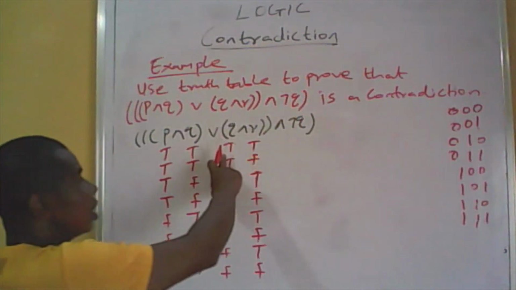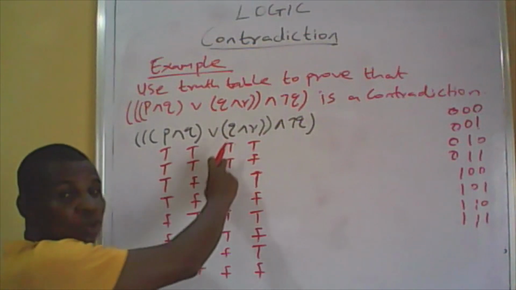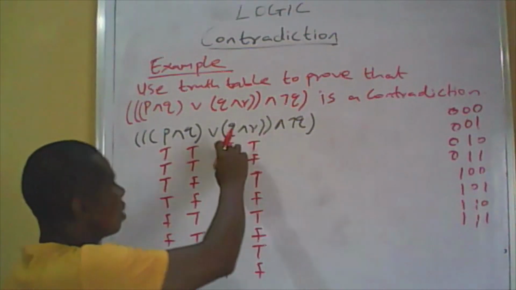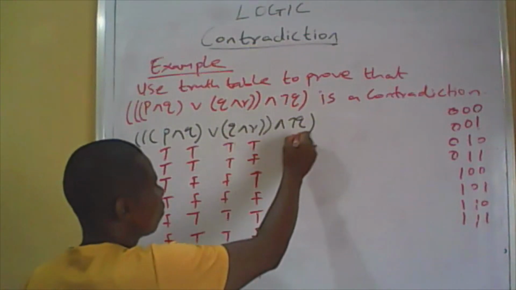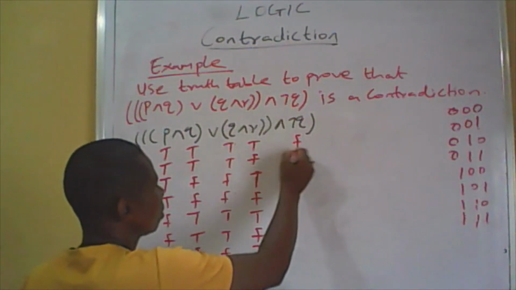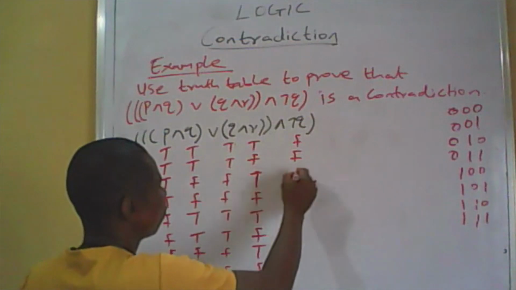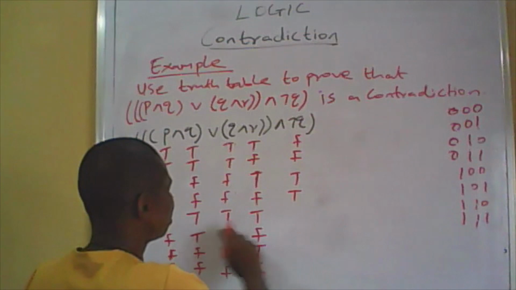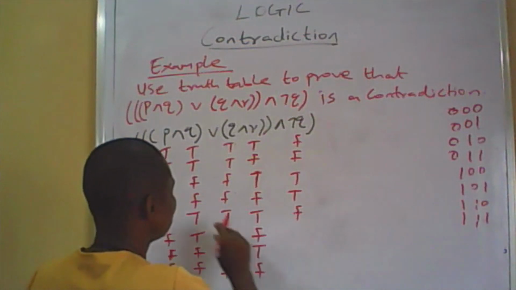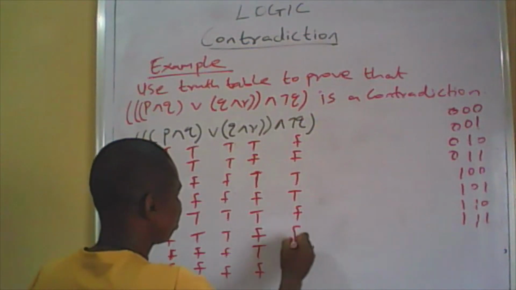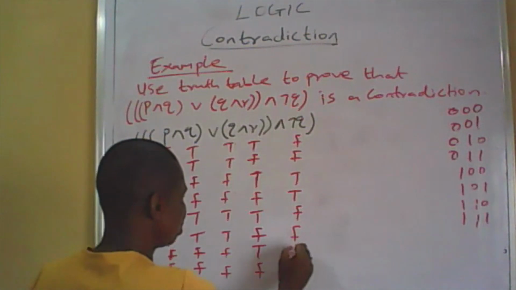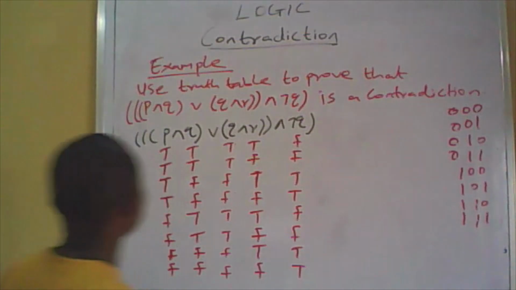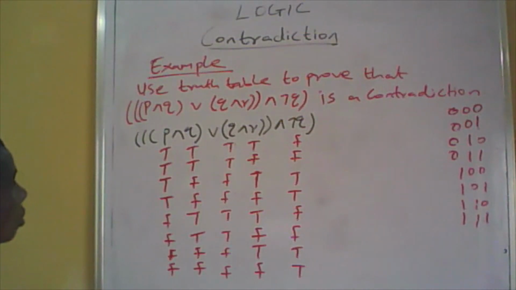So anywhere it is T, here it's going to be F. If it is F here, it's going to be T. So here you have T, that means F. Here you have T, F. Here you have F, it will be T. Here you have F, it will be T. Here you have T, it will be F. Here you have T, it will be F. Here you have F, it will be T. Here you have F, it will be T. That is that.